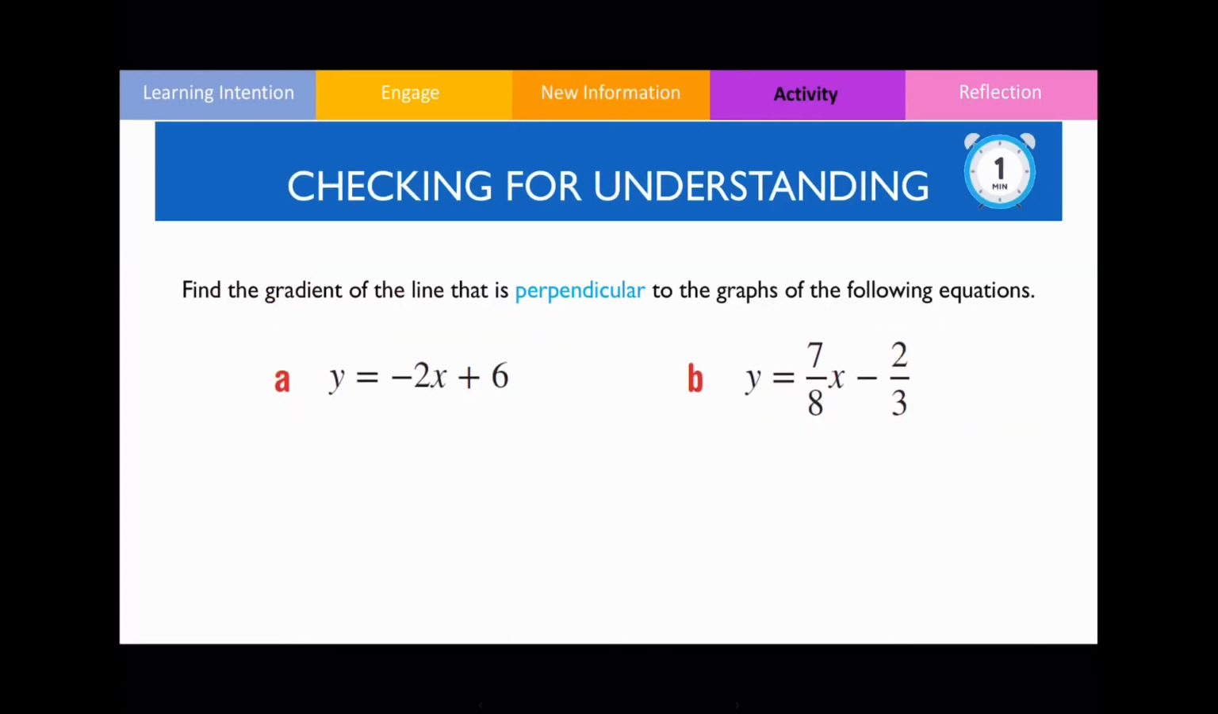Now class, please have a go at answering this question over here. Give yourself 1 minute and then we'll compare our answers together.